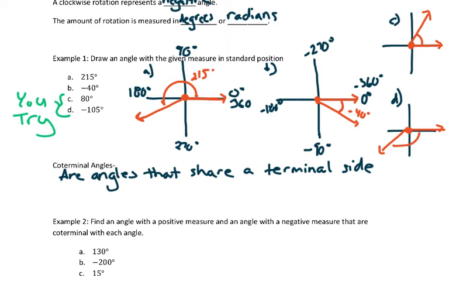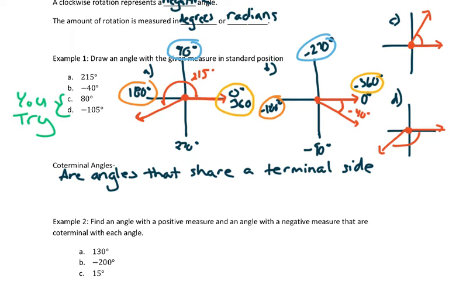So for example, if I look at my past graphs, you don't have to actually mark this, but if you see 0 degrees and 360 degrees, they are on the same line. Also with negative 360 degrees, these are all coterminal angles. If I look at 90 degrees and negative 270 degrees, these are also coterminal angles. And then 180 and negative 180, again, these are in the same position. They are also coterminal angles.